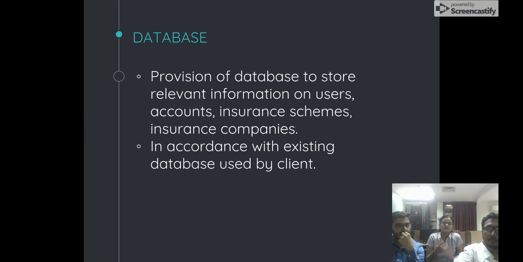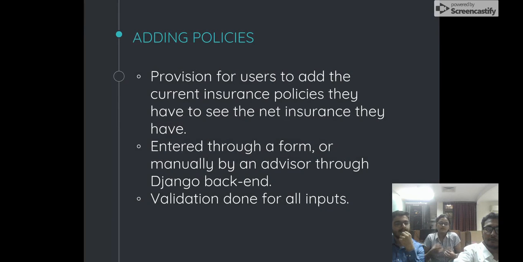Also, adding policies. This is one of the key features that we have in our app. A user is able to add current policies. And these policies, which are stored in the database, will later be used to calculate the current amount of insurance that a user has. There are two basic ways a policy can be added. One, through a form in which a user inputs the policies, and second, through the Django backend. And of course, validation is done for all inputs.